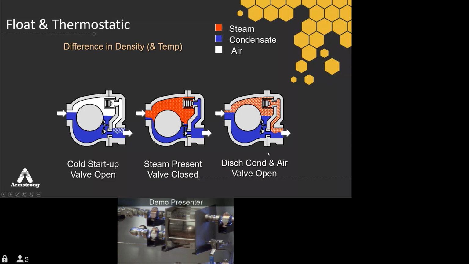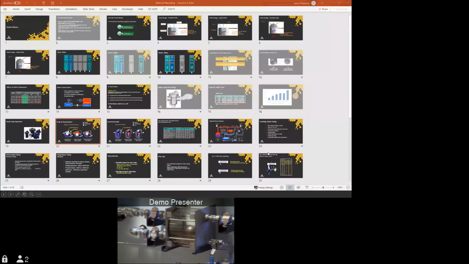And eventually, you will get enough air accumulated to the point where it cools down that bellows enough that it opens, allowing the air to escape. And then once it heats up again, it'll close off. And that'll just keep happening over and over. Now we'll switch over to a live demonstration of an F&T trap so you can see it.